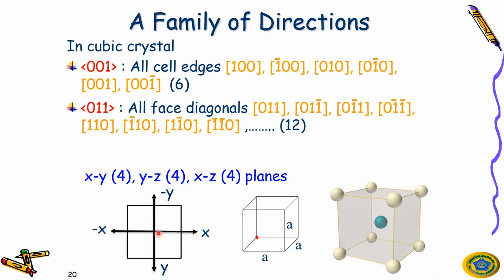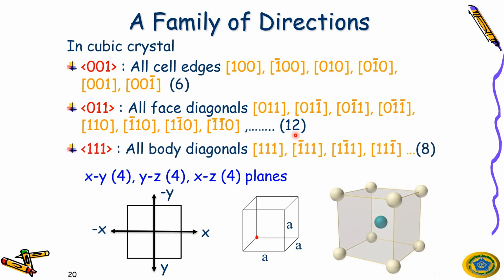So how many members in the family? 12. Because when we think of the xy plane, how many? 1, 2, 3, 4. Yeah, 4 in the xy plane. Again, they will also have 4 in the yz plane. They will also have 4 members in the xz plane. So there are 12 members in the family. Okay? Use a little bit of imagination to understand this.